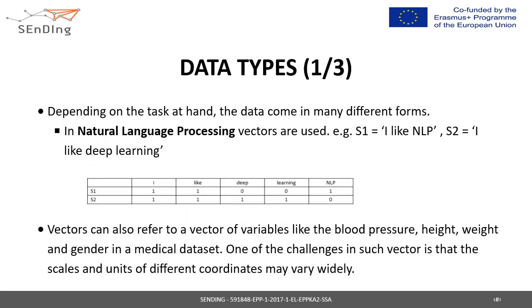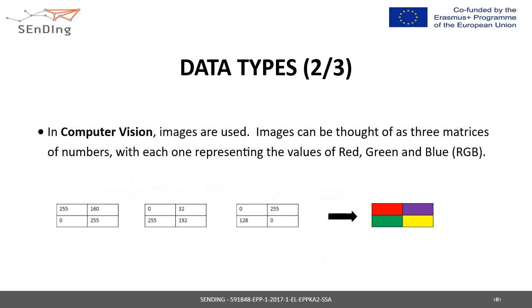Depending on the task at hand, the data come in many different forms. In natural language processing, vectors are used. Vectors can also refer to a vector of variables like the blood pressure, height, weight, and gender in a medical data set. One of the challenges in such vectors is that the scales and units of different coordinates may vary widely. In computer vision, images are used.